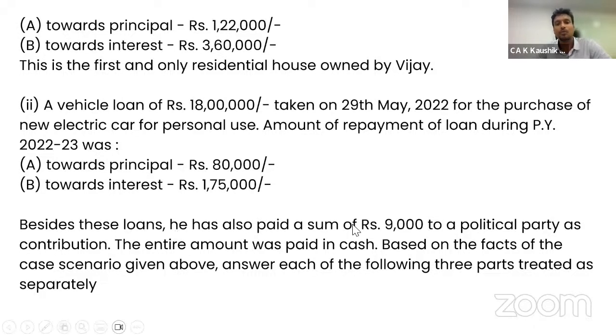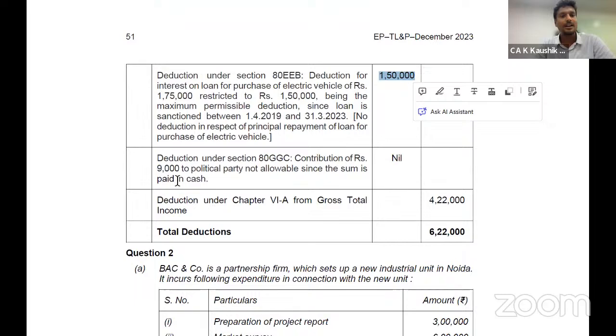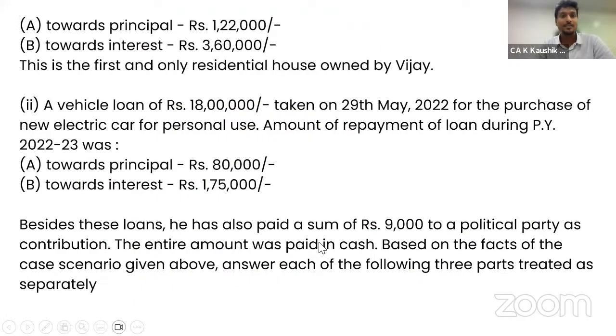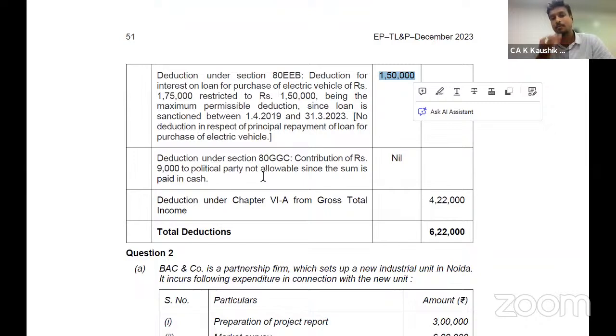Besides these loans, he has also paid a sum of rupees 9 lakh to a political party as contribution. So 80GGC will come into picture. Deduction under section 80GGC, 9 lakh to political party. But the entire amount was paid in cash. The important part to remember is that any amount paid in excess of 2,000 in cash, any donation, either to a charitable trust or organization or any party, is not allowed. Hence, in the answer, we'll have to write that it is not allowable since the sum is paid in cash, nil.